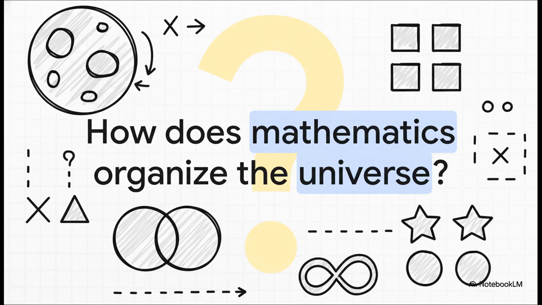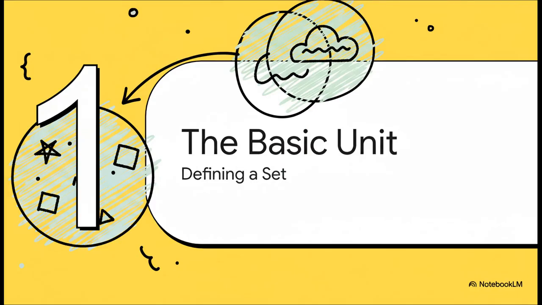So let's just jump right in with this big question. How does it do it? How does mathematics take all the beautiful, messy chaos of reality, from galaxies all the way down to algorithms, and give it some kind of structure? Well, the answer, and this is the amazing part, starts with a concept so simple it's kind of brilliant. All right, let's get into it.